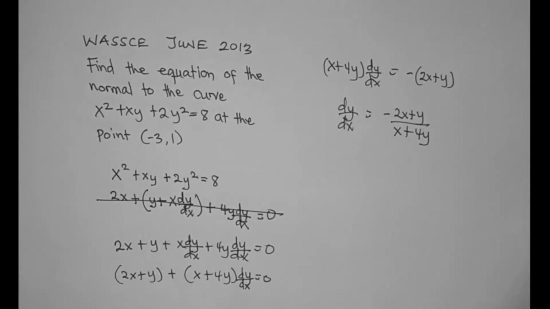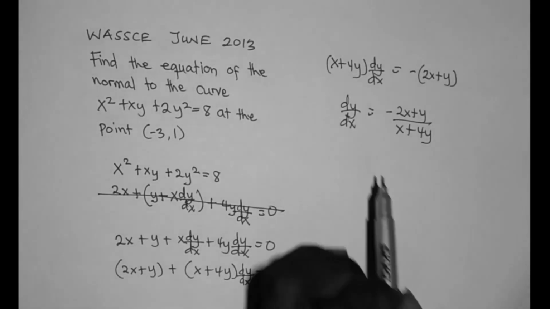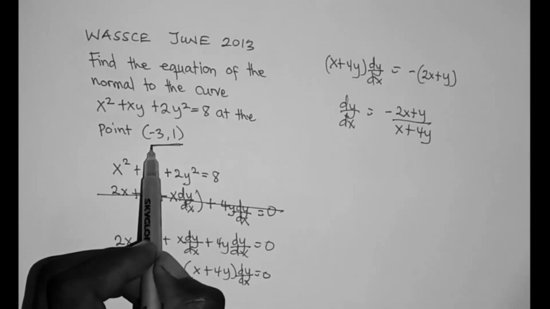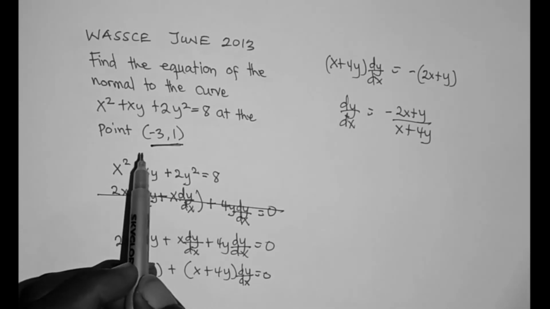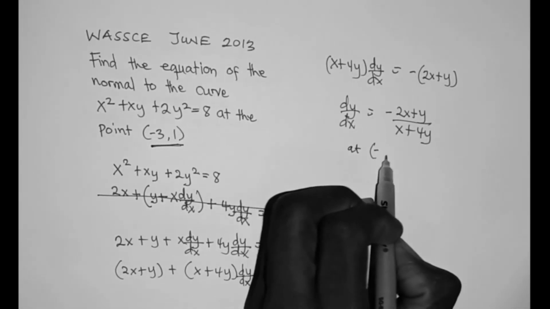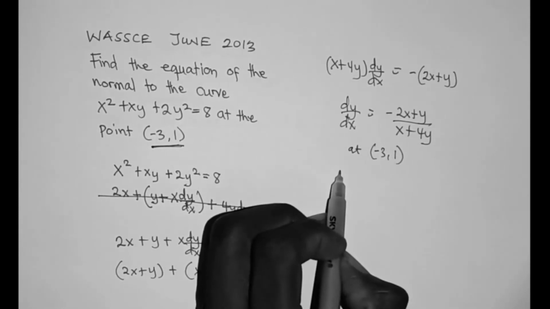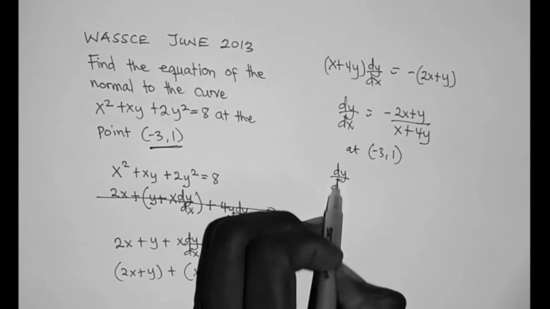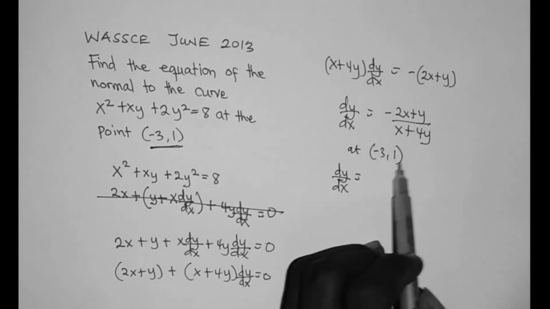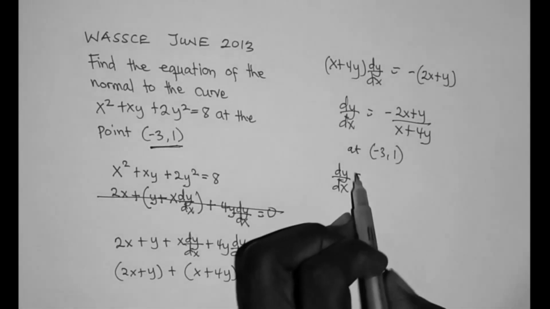So therefore, let us then go ahead and find the value of dy/dx at the point (-3, 1). So at (-3, 1), what will be the value of dy/dx? Wherever we see x, we put -3, and wherever we see y, we put 1.